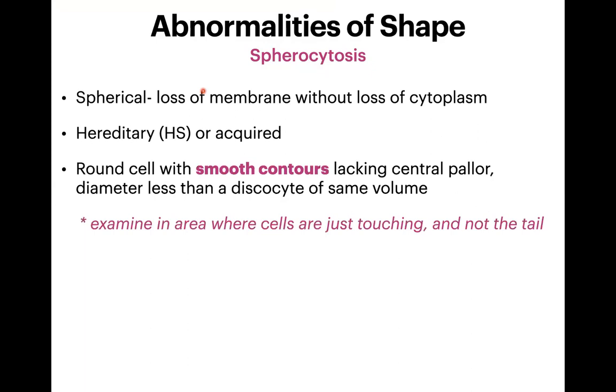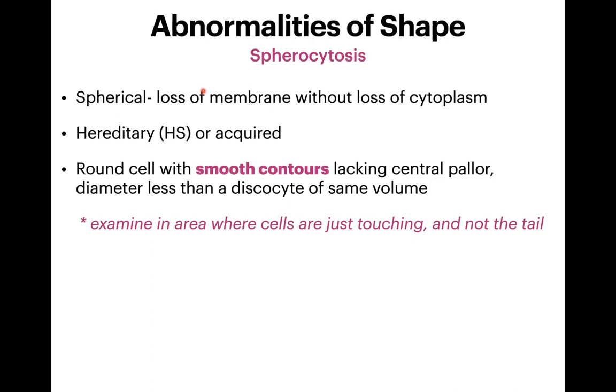So how to identify a spherocyte? It is a round cell with smooth contours. Just remember smooth contours. Why am I stressing smooth contours? Because I will describe another cell which will not have such smooth contours. Characteristically, spherocytes lack central pallor, and the diameter is less than a discocyte of the same volume.